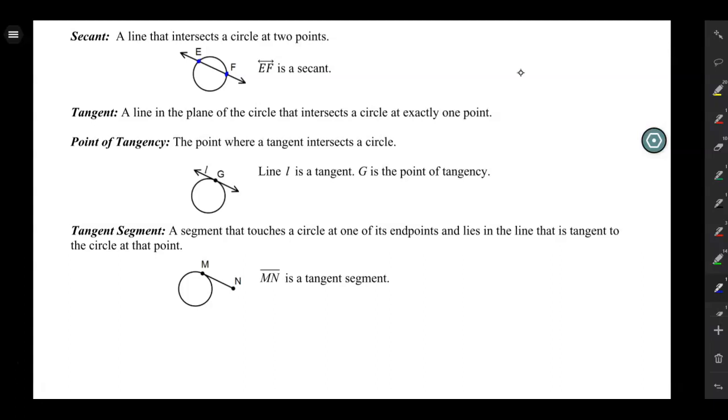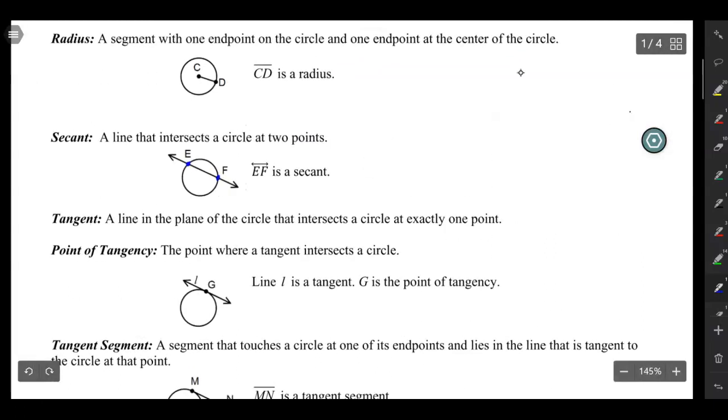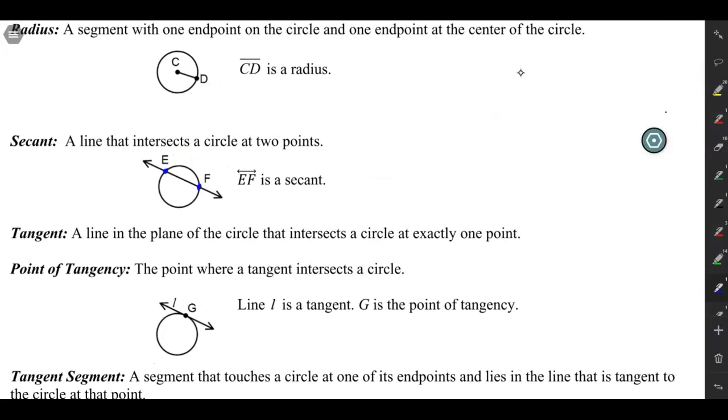One thing really fast that I want to point out is some difference in the notation. Notice that when I talked about a radius, I said CD is a radius, and I used a solid line above the CD to indicate that it was a segment. Notice how I changed that down here. Since a secant refers to a line, I have little arrows on either side of the line above the EF to indicate that I'm talking about a line and not just a segment or a portion of a line.